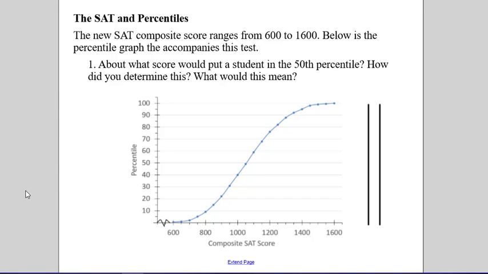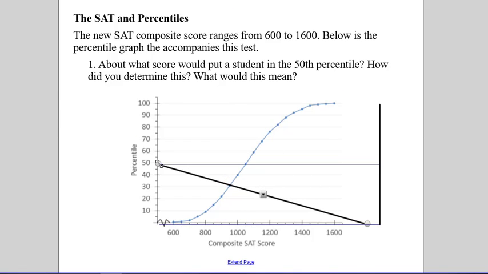All right, so in this first problem, looking at the SAT composite scores, they ask you what score would a student in the 50th percentile score. So if we think about what we have on our x-axis, we have the composite scores, and on the y-axis, we have the percentiles. So they want us to look at the 50th percentile.